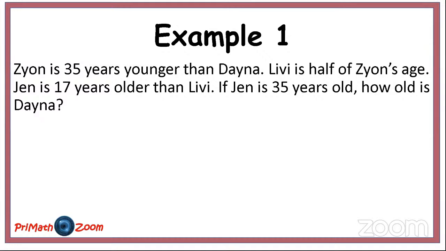Now, before we get into, yes, Mrs. Erskine? All right, question. So we only know Jen's age, right? How are we going to find Dana's age? Do we have to find out Livy's and Zion's age before we find out Dana's age? That is a good question.